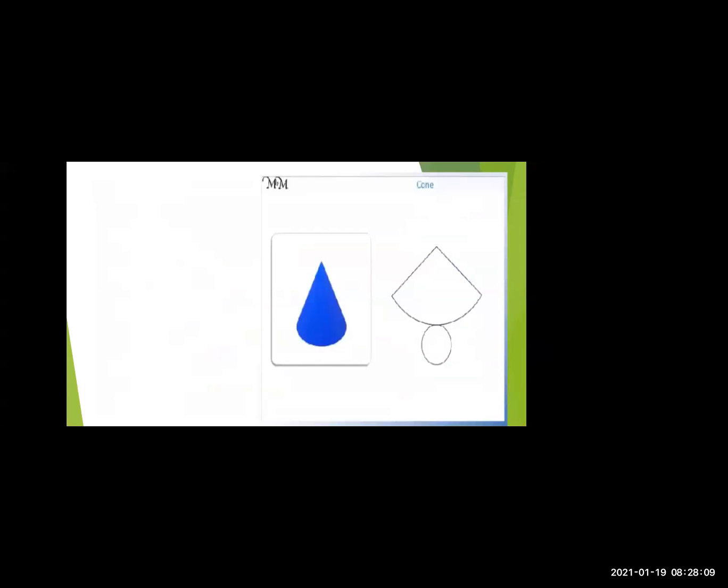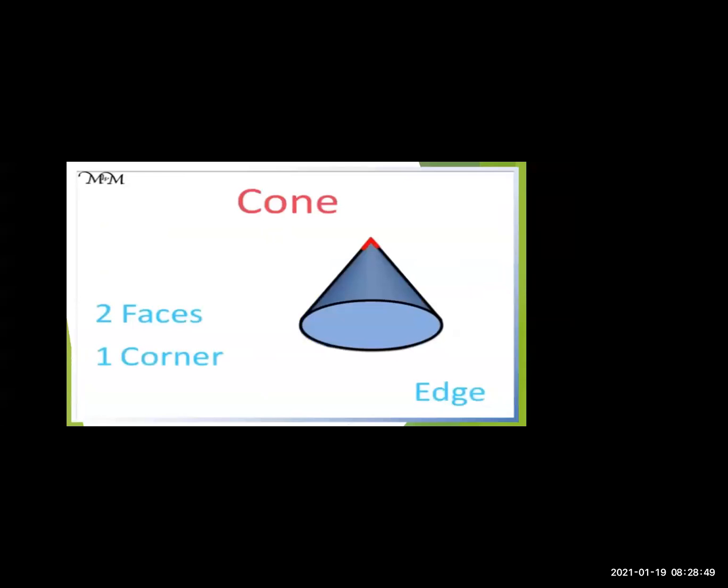So let's study a new figure, that is the cone. In a cone, you can see the base is a circle and one curved surface is there. So it has 2 faces. One curved face and one circular face. It has only one edge, that is a circular edge, and 0 vertices. So in a cone, it has 2 faces, one circular edge and 0 vertices.